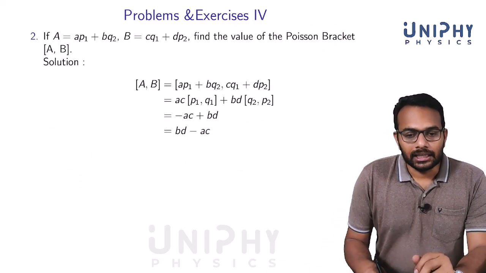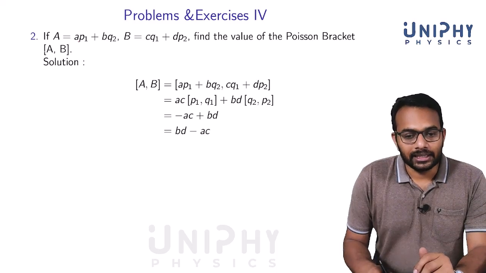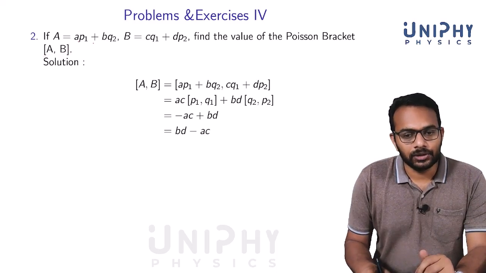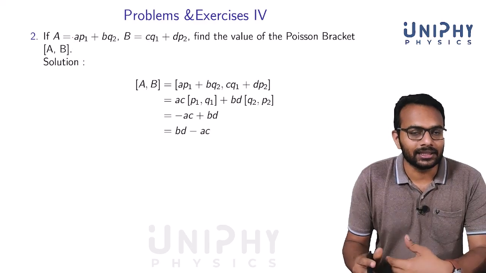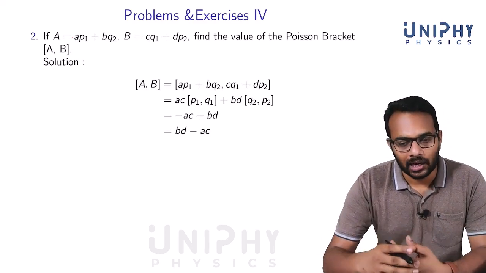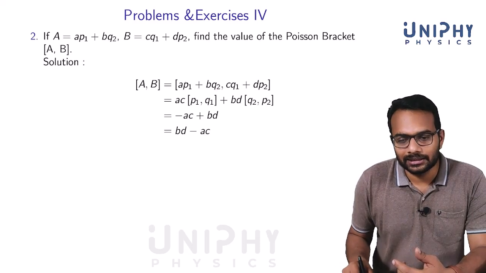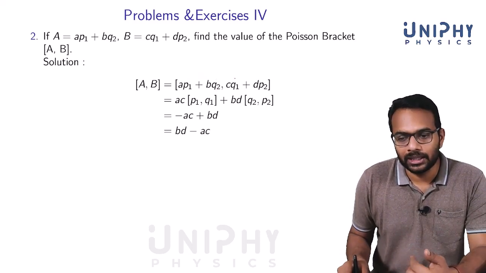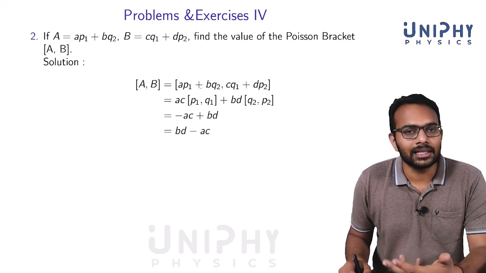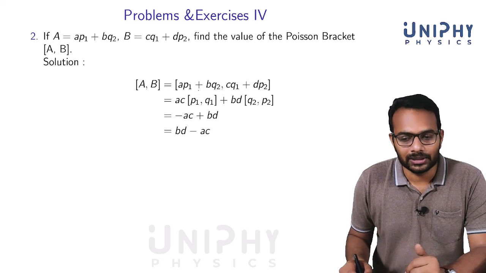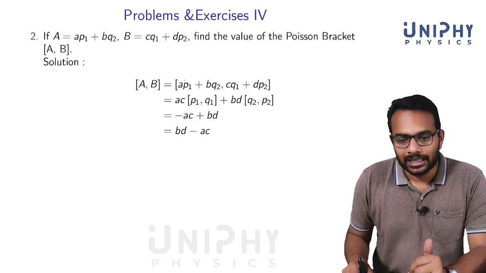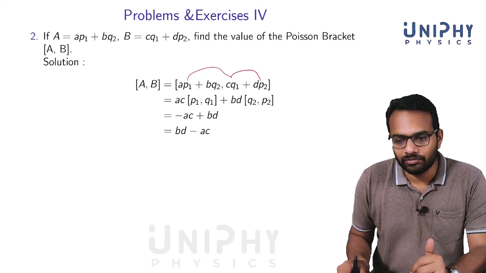Here we are asked the value of the Poisson bracket a comma b. So you can use this distributive rule and the fact that you can pull the constants out, the linearity property. Remember that p1 with q1 is 1, p2 with q2 is also 1, but the others are 0, p1 with p2 etc. are 0. So let's first look at this term.